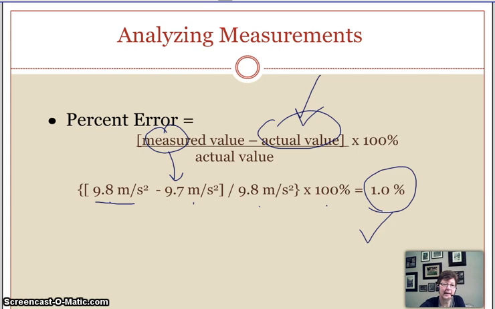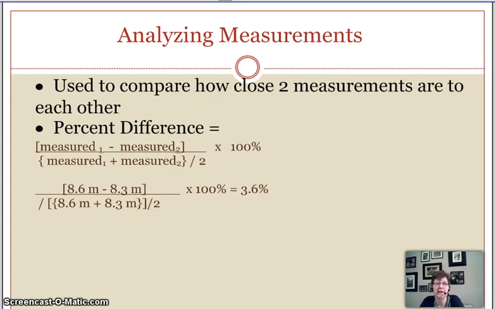One other way that you might express error is in percent difference between 2 values. This would be if you wanted to compare how close 2 measurements are to each other, rather than to a standard value. So just each other is all you're caring about. So now you look at percent difference. And for this, the equation looks kind of complicated, but it's really not as complicated as it might look.